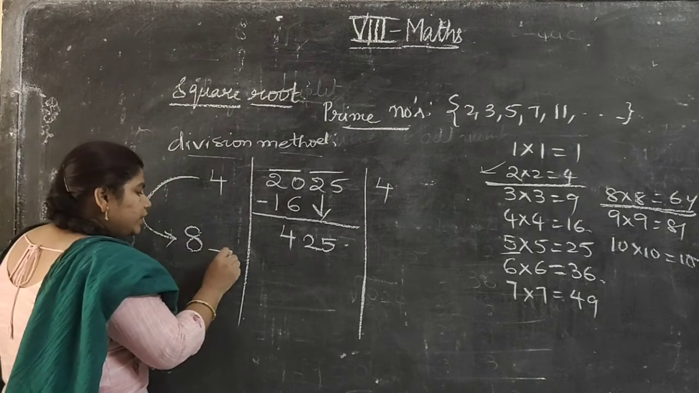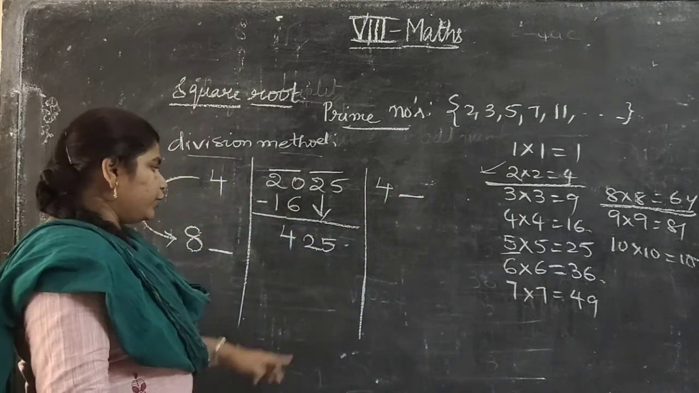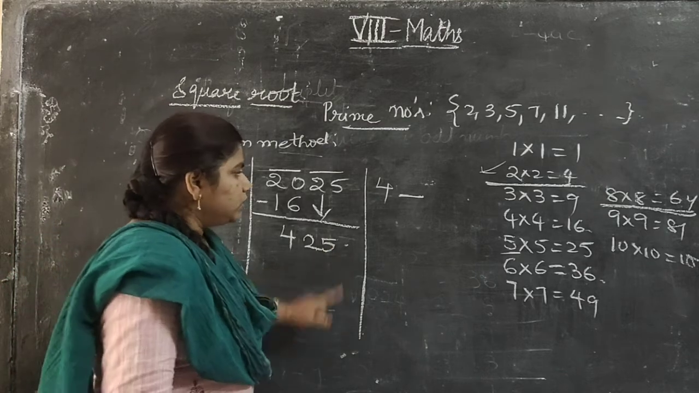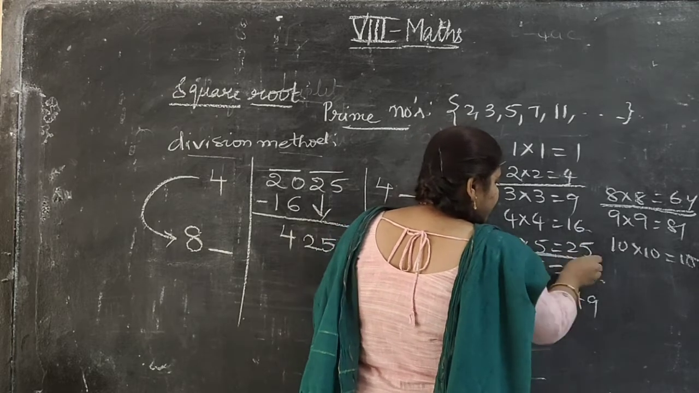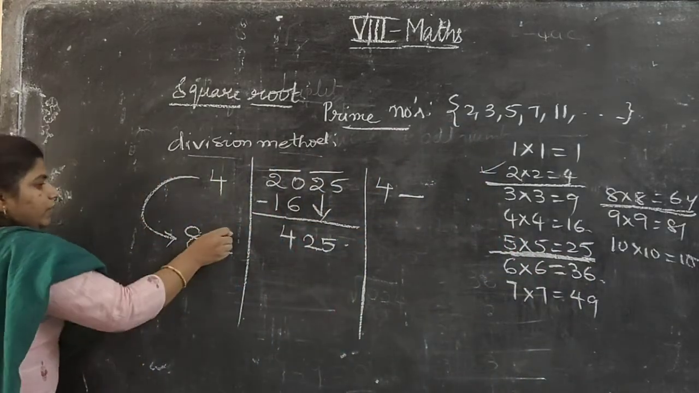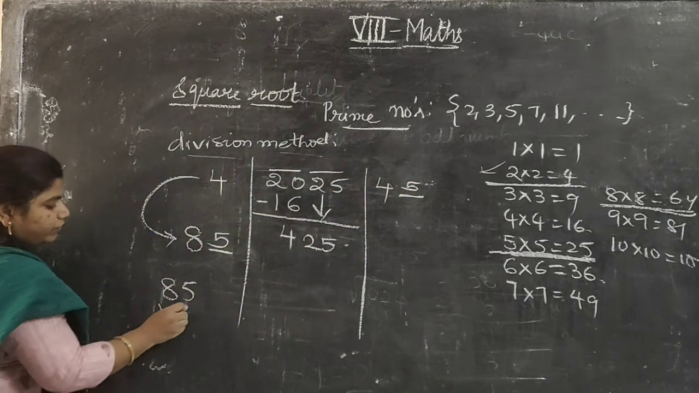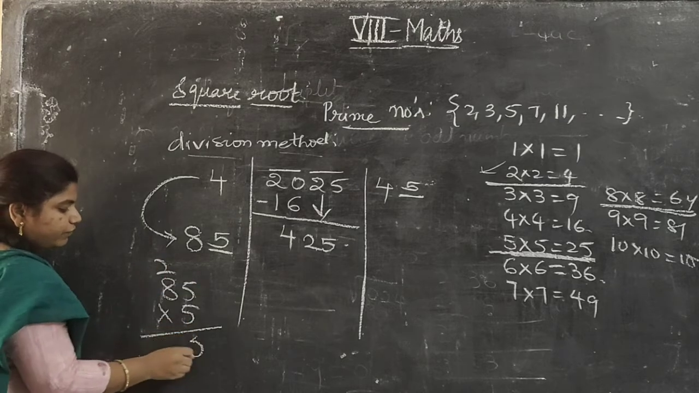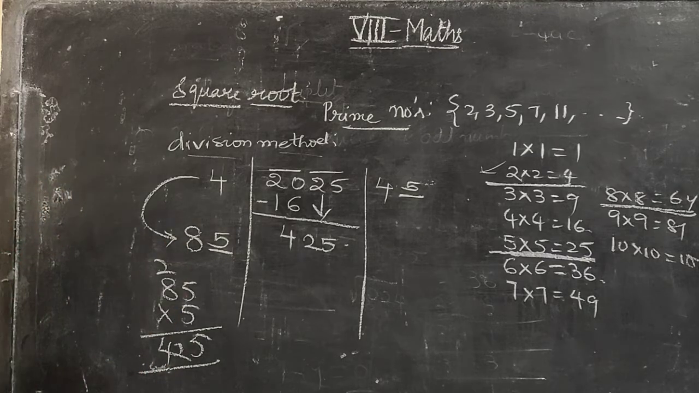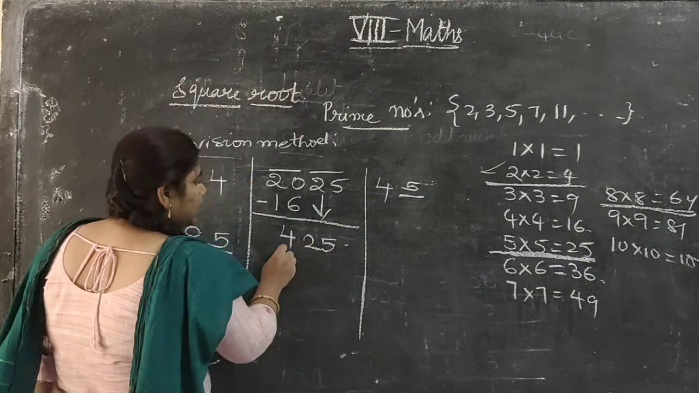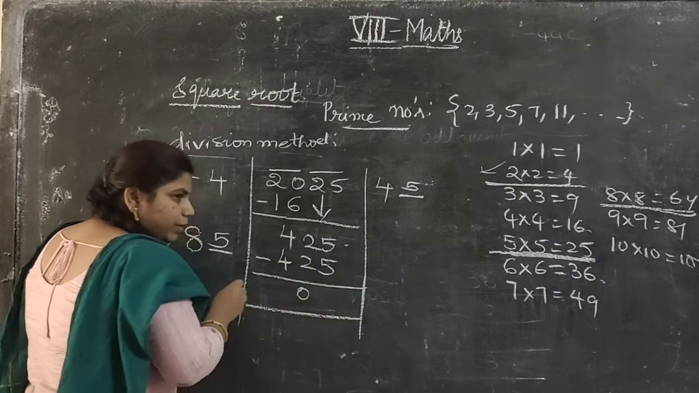Now in the same way, whichever number you multiply on this side, the same number should be multiplied here also. So what is the last digit here? 5. So in this case, where are you seeing the 5? Here. So that means we have to try with 5. So 85 into 5: 5 5s are 25, 5 8s are 40, 40 plus 2 gives 425. Subtract this, you got the remainder as 0.